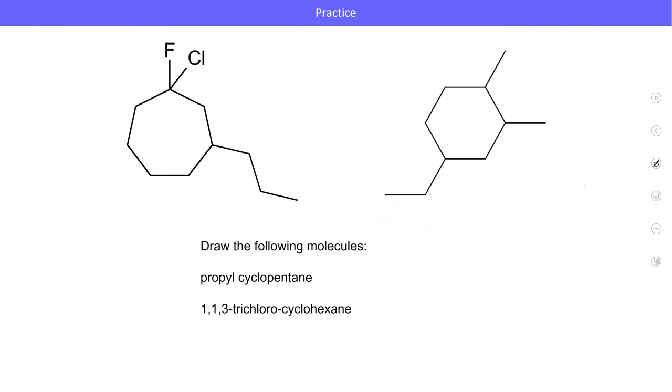Like this one, top left. Where would you start counting in the ring structure to keep the numbers as low as possible? Just like we pick which end to start at to keep the numbers as low as possible, with a ring structure we can pick any of these as carbon one, and then we can start counting either way around the ring. So if we make that carbon one, we can say that's carbon two or that's carbon two, whichever way is convenient.